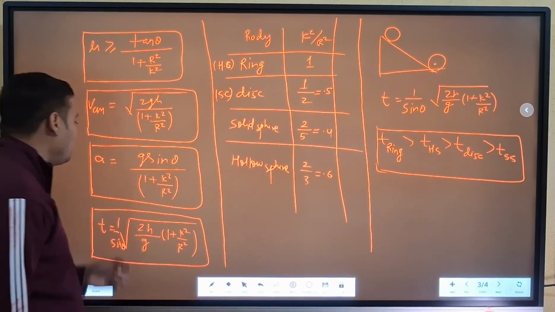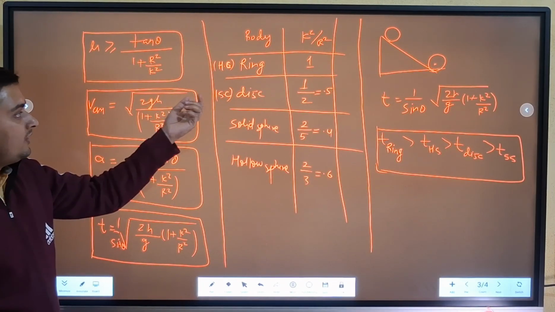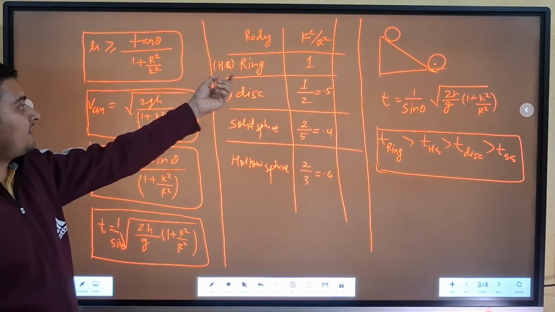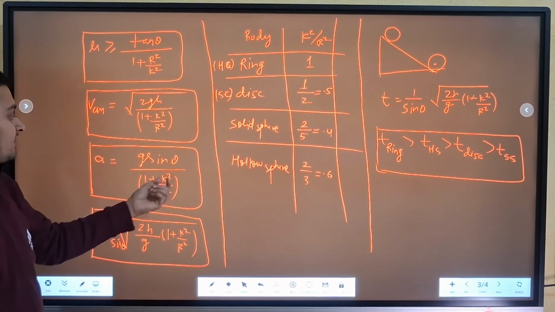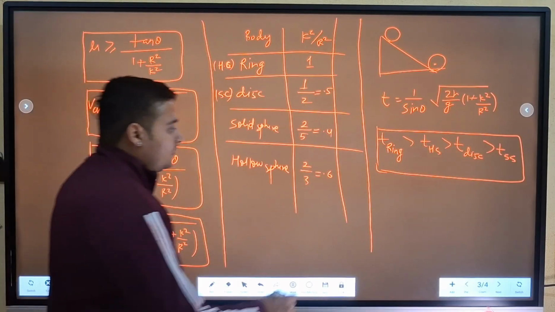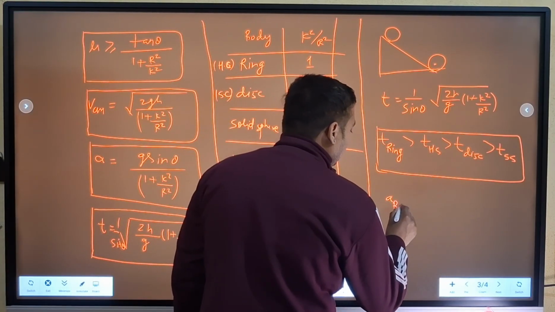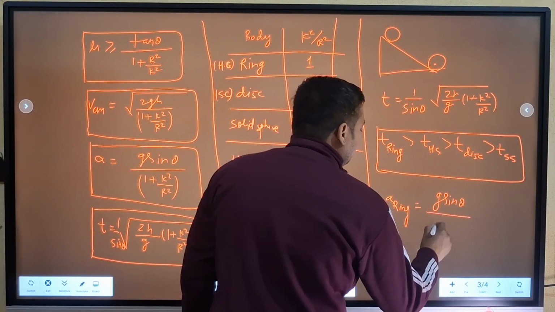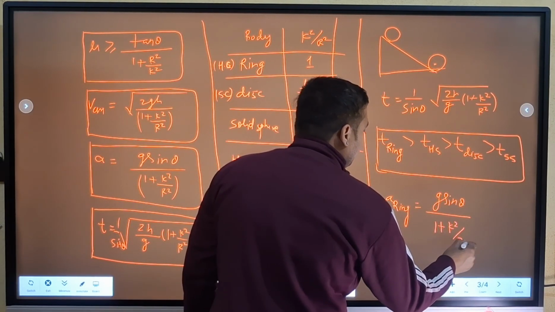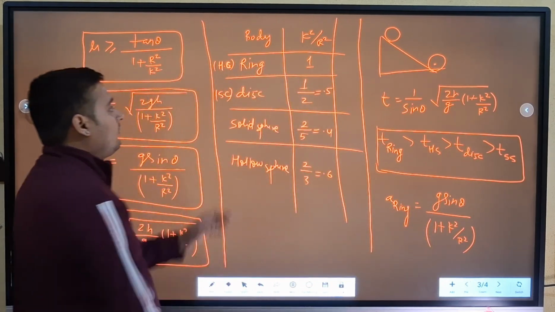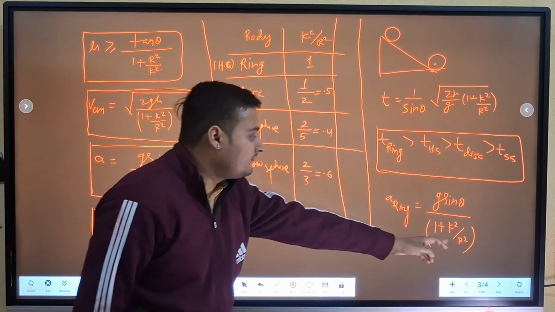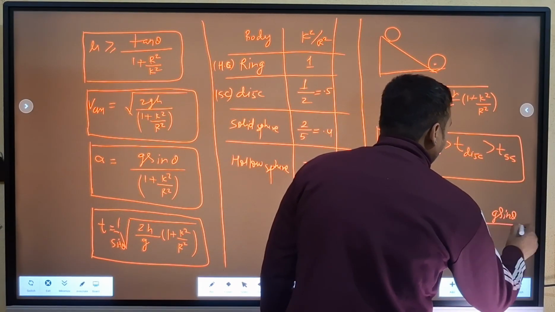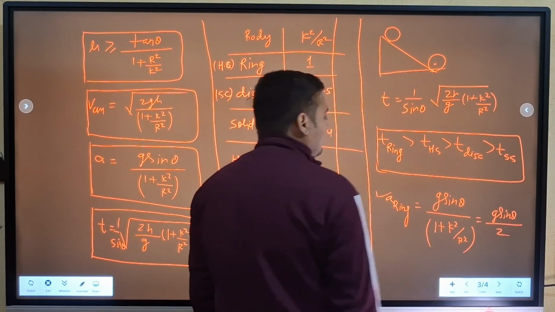Suppose they ask what will be the acceleration for ring. So acceleration for ring, you will write easily from the formula: g sin theta divided by 1 plus k square by r square. So k square by r square for ring is equal to 1. So you will put this value 1, and this value will come here as g sin theta by 2. So easily you will calculate this value.